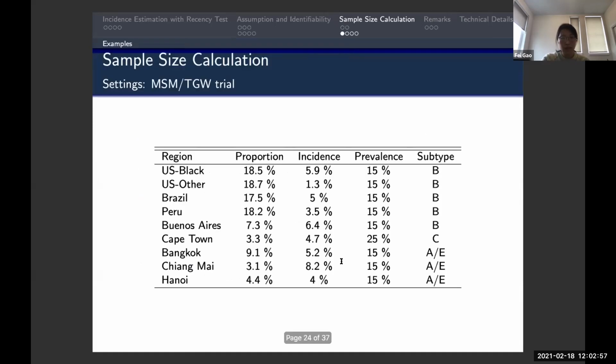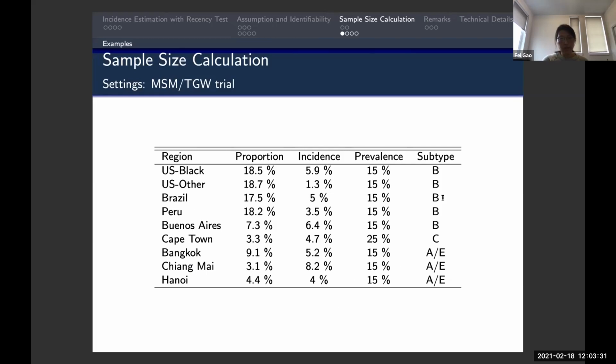So to show some results, first we consider, suppose we're trying to propose a future trial for the MSM, men who have sex with men, and transgender women. And this may be one possible combination of population of interest. This is very similar to the trial in PTN-003. So basically, the cohort is composed of US, South Africa sites, and also Asia sites.